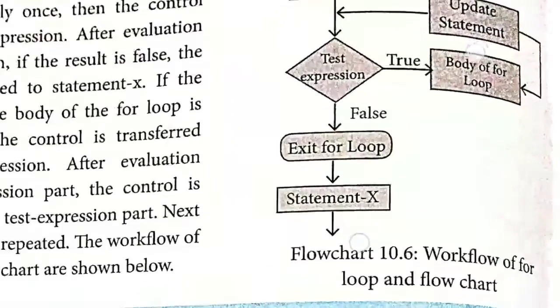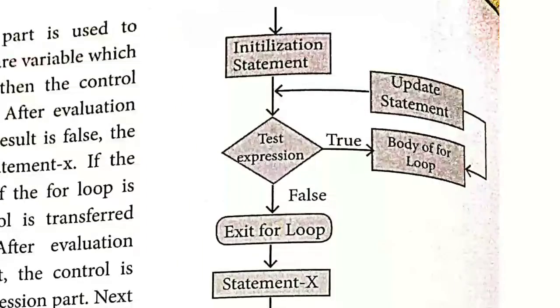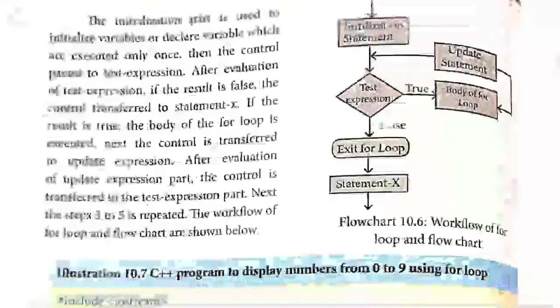Okay, so this is the flow chart of the for loop. You can see the initial state, then the test expression, true means the body of the loop, execution of the body of the loop, and update statement, and go back again to the test. Until the test condition is false, this will keep on executing.